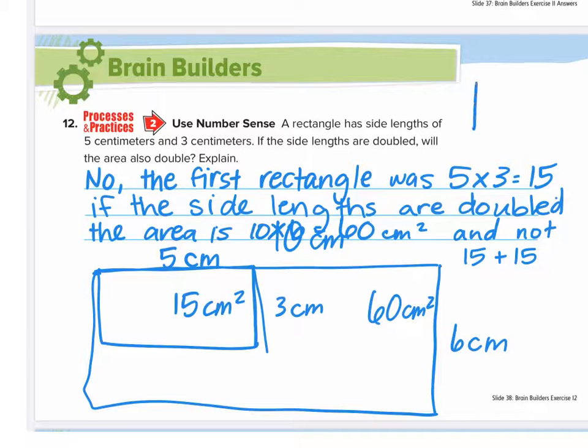For example, if it was just doubling this side and it was not 5 but 10, and this side stayed the same with 3, then that would have been double 15, which is 30. So you can double one of the side lengths, but not both, to get double that size.